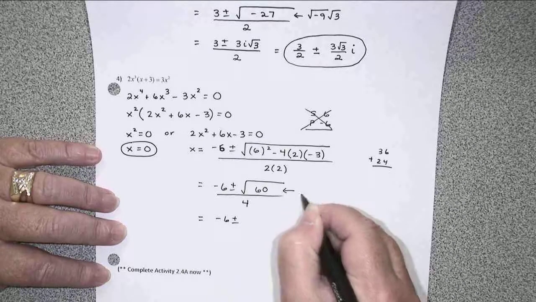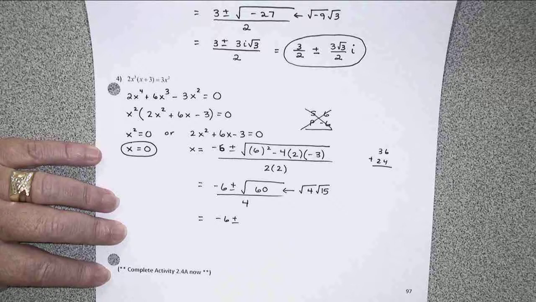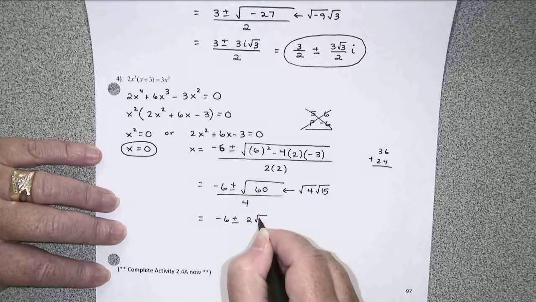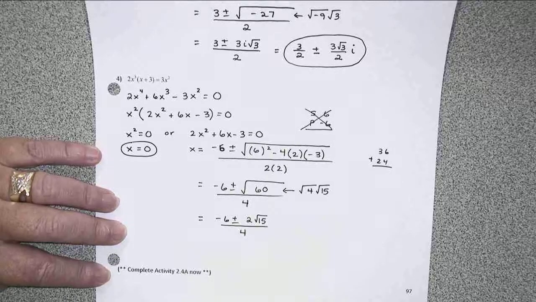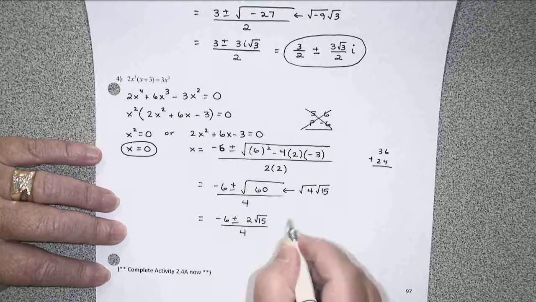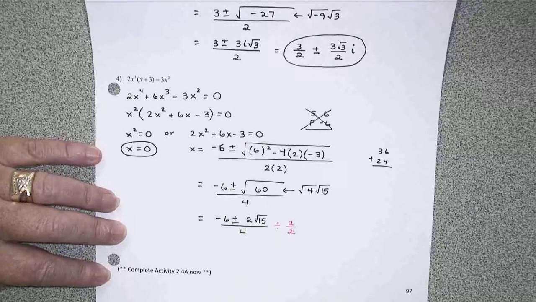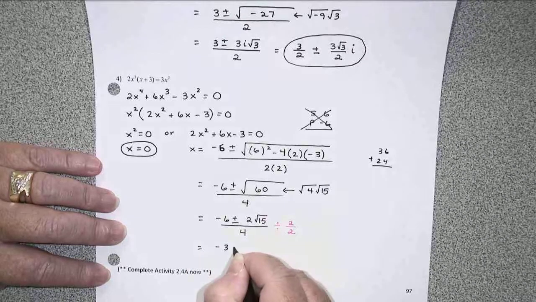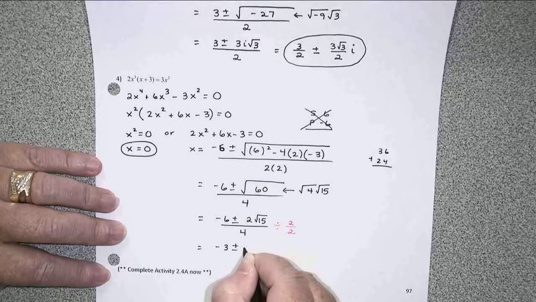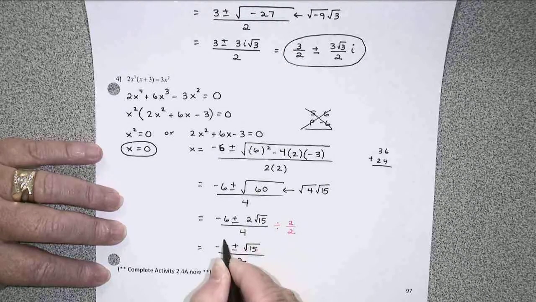I'm going to break down that 60 as the square root of 4 times the square root of 15, or 2 square root 15, over 4. And I'll notice that all 3 of these numbers are divisible by 2. So it's okay to divide by 2 over 2. It's just a form of 1. It doesn't change the value. And so I might write this as negative 3 plus or minus 1 square root of 15 over 2.